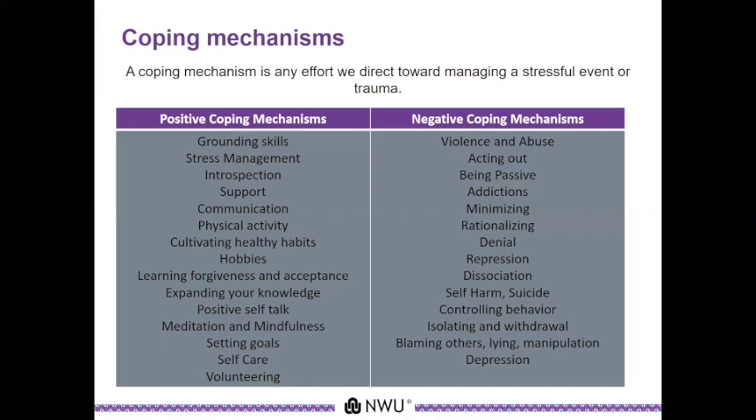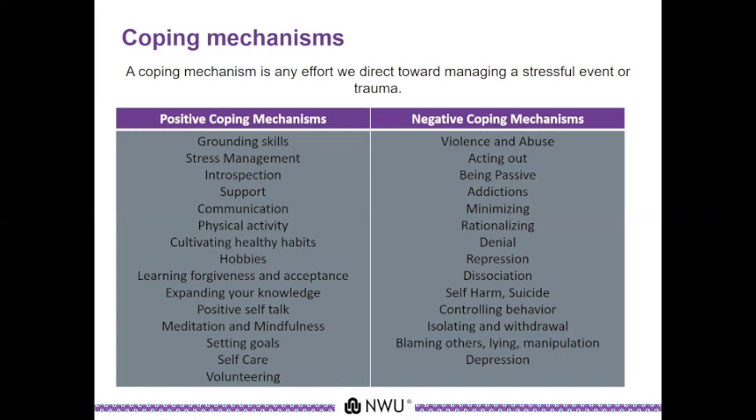We also have negative coping mechanisms. These usually include violence and abuse, either attacking someone physically or verbally, acting out, being impulsive, making impulsive decisions, and misbehavior on purpose. It sometimes looks as being passive, actively not trying to cope and always being the victim. Addiction. This includes drugs, alcohol, gambling, medication, etc.